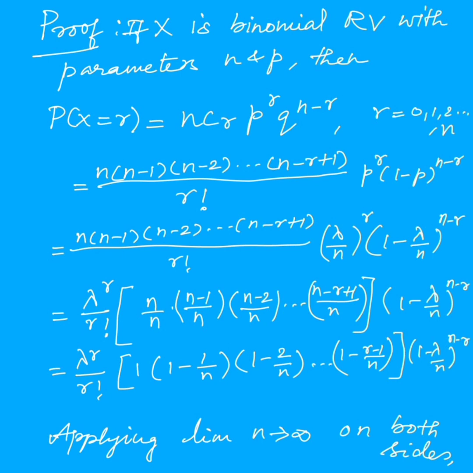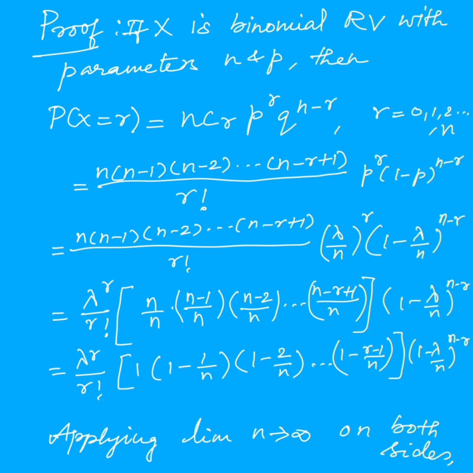up to n. Now nCr is n into n minus 1, n minus 2, etc., n minus r plus 1 by r factorial. And p power r, q is 1 minus p, whole power n minus r. Now each of this small p is replaced by lambda by n. So the next step contains, instead of p, we have lambda by n for both the terms.